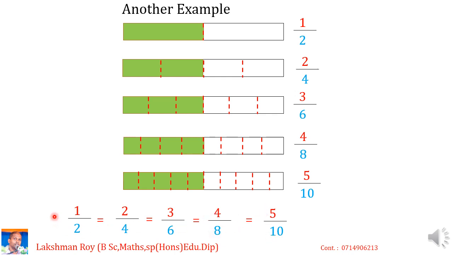So these are all called equivalent fractions, equal fractions. In this way, if you take a figure, color the same portion, and divide it into different numbers of equal parts, then you can get equivalent fractions. But practically we can't apply this one, so there is another easy method to find equivalent fractions. Let's move to that one.